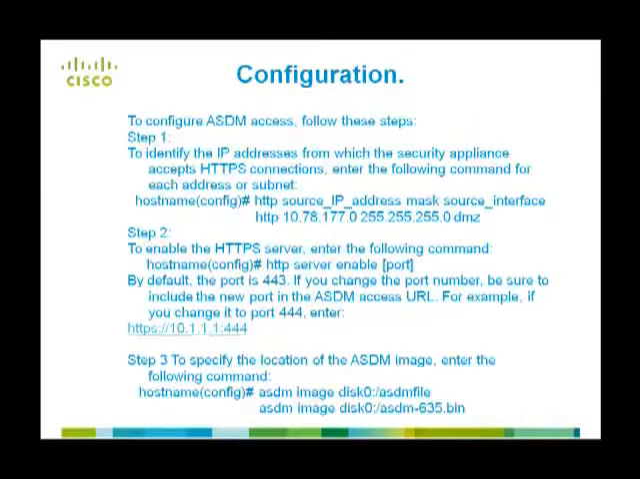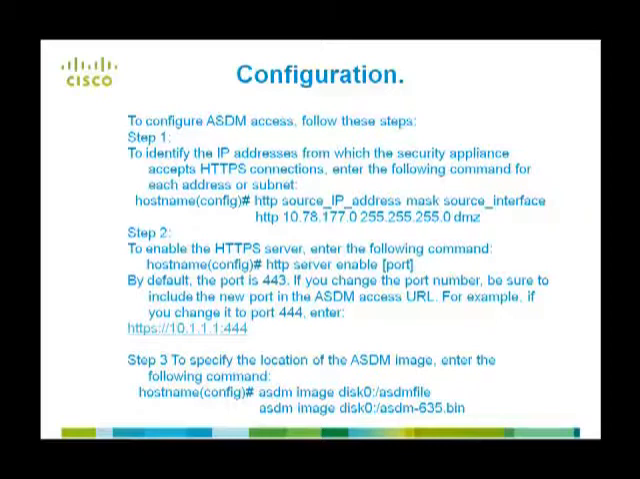To configure ASDM access, follow these steps. The first step is to identify the IP addresses from which the security appliance accepts the HTTPS connections. Enter the following command for each address or the subnet. The command is HTTP, source IP address, mask, and the source interface.